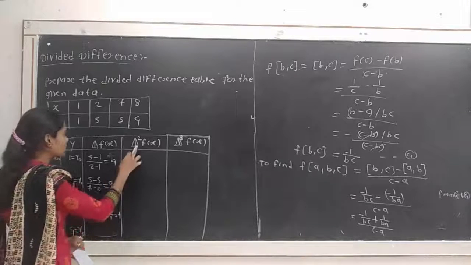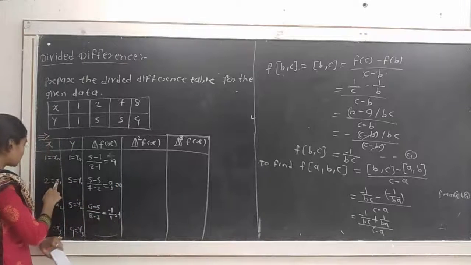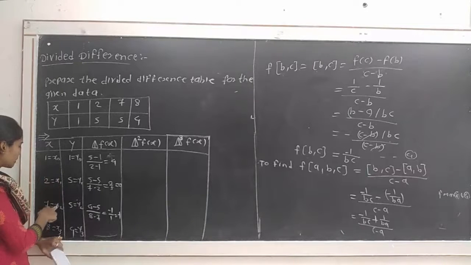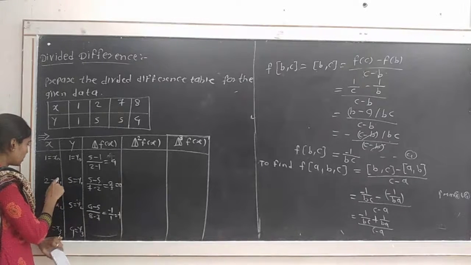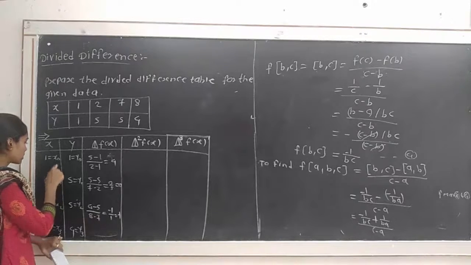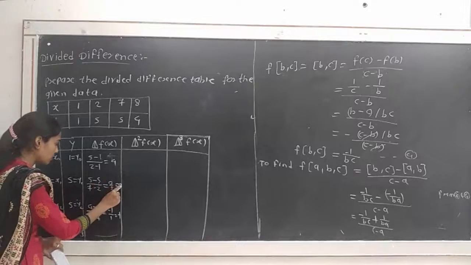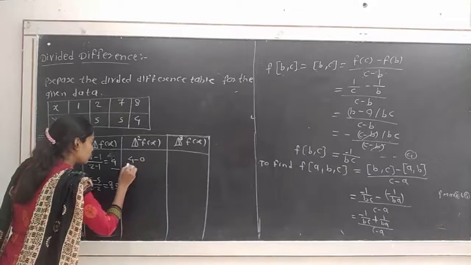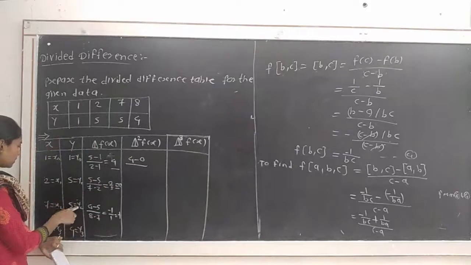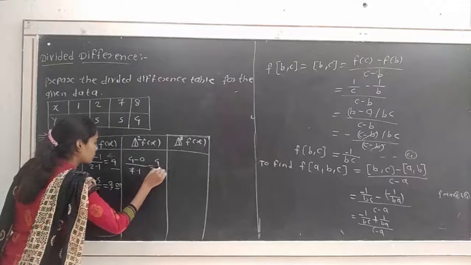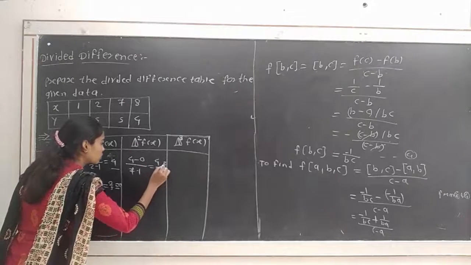Then next we find the second divided difference for the argument x0, x1 and x2. By using the definition of divided difference, this divided difference for the argument x0, x1, x2 is the divided difference for x1, x2 minus the divided difference for x1, x0. So we take the difference 4 minus 0 in the numerator divided by x2 minus x0, that is 7 minus 1. So we get 4 divided by 6, that is 2 divided by 3.